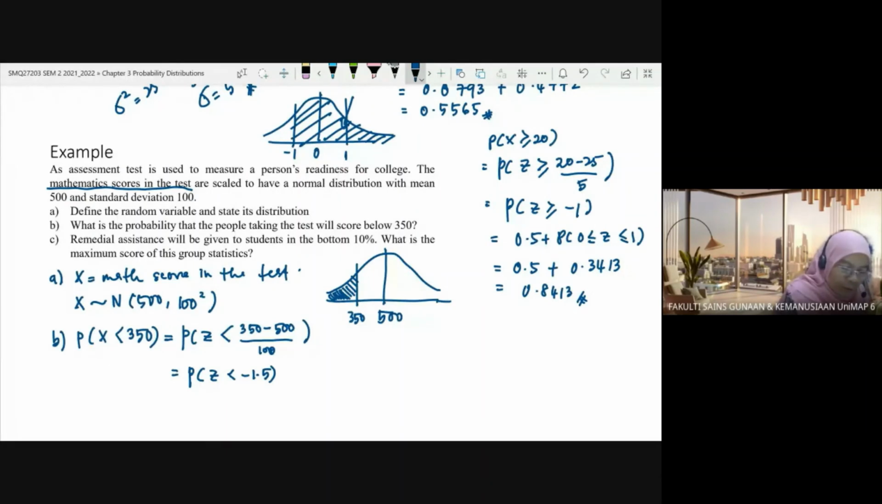So if we transform this into standard normal, for mean equal to 0, Z becomes negative 1.5. So we are looking for this particular value. How do we solve it? Are we going to use the first table or the second table? First table, middle region. Second table, upper tail table. Which one to use, class?